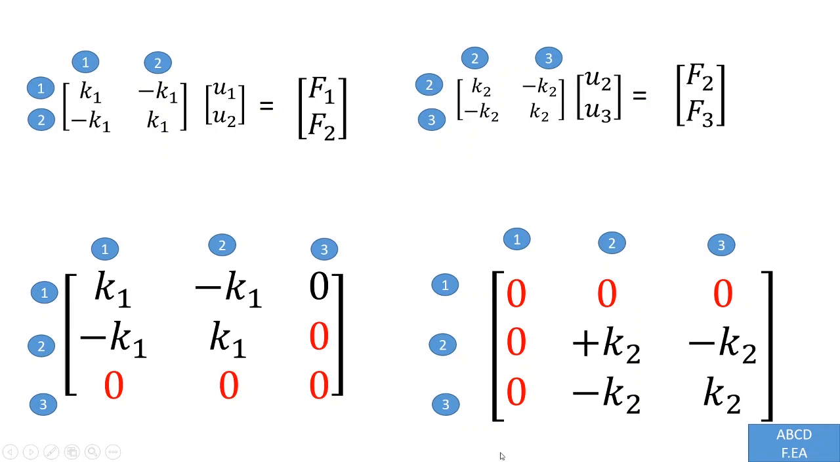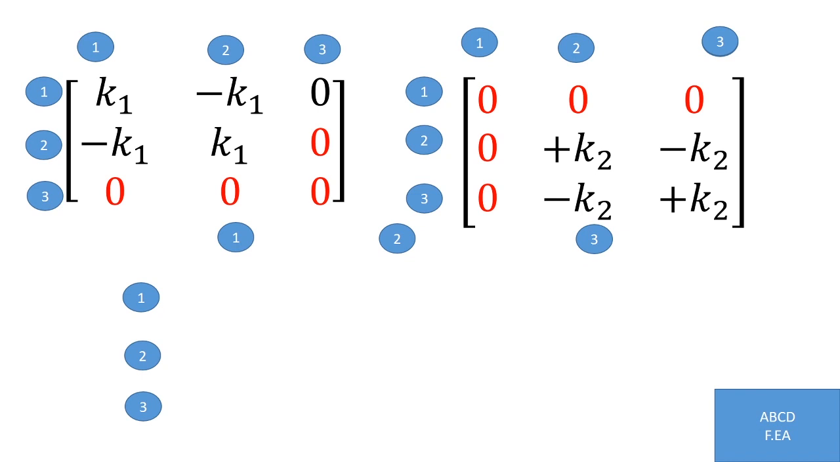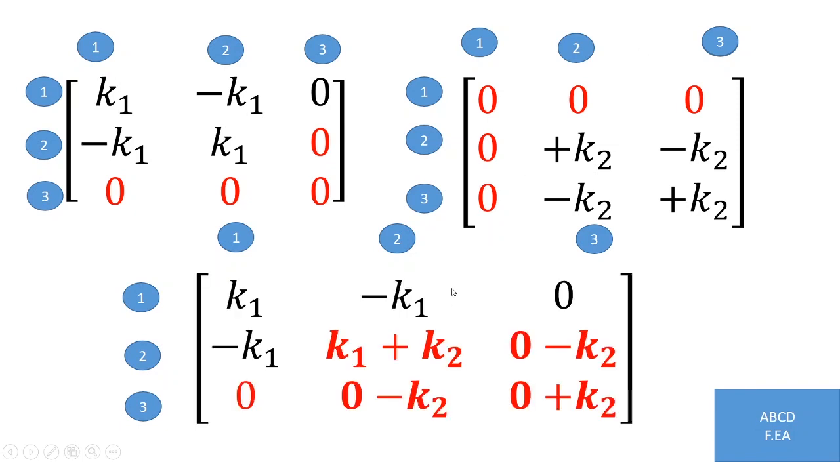Now we will move on, we will do addition of matrix. So this is representing that. Now we have written all the matrices. This is for element 1, this is for element 2. Now if we add them, this step is very crucial. See, K1 plus 0, it is K1. See, first element will be added to first element.